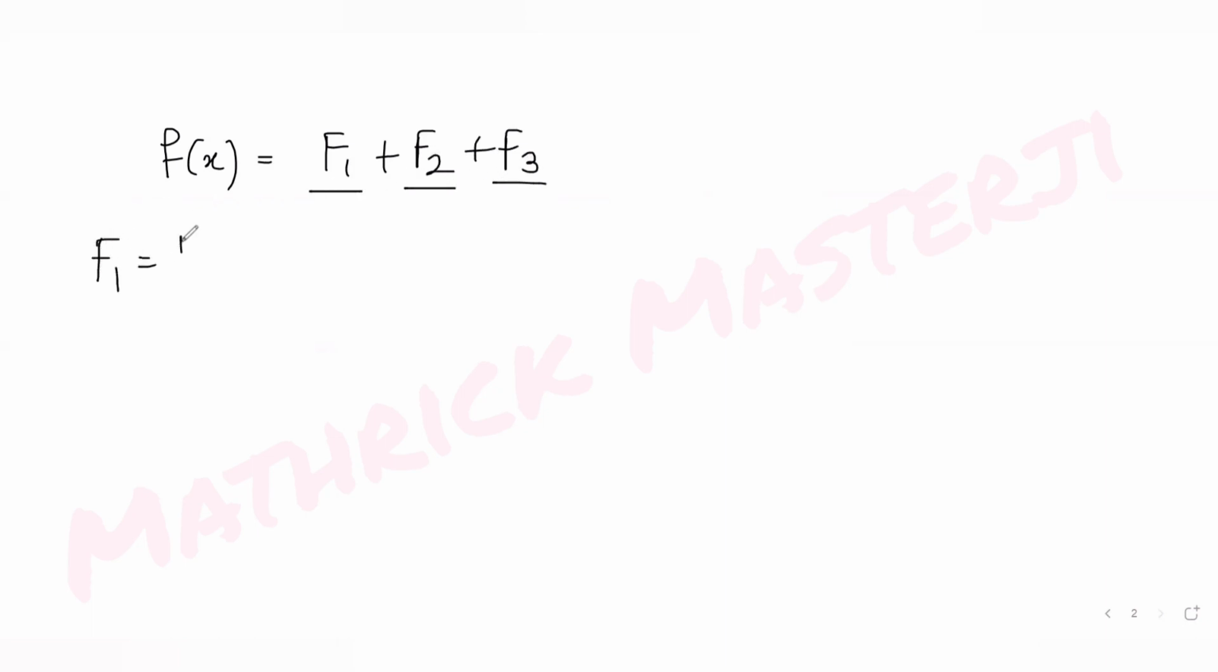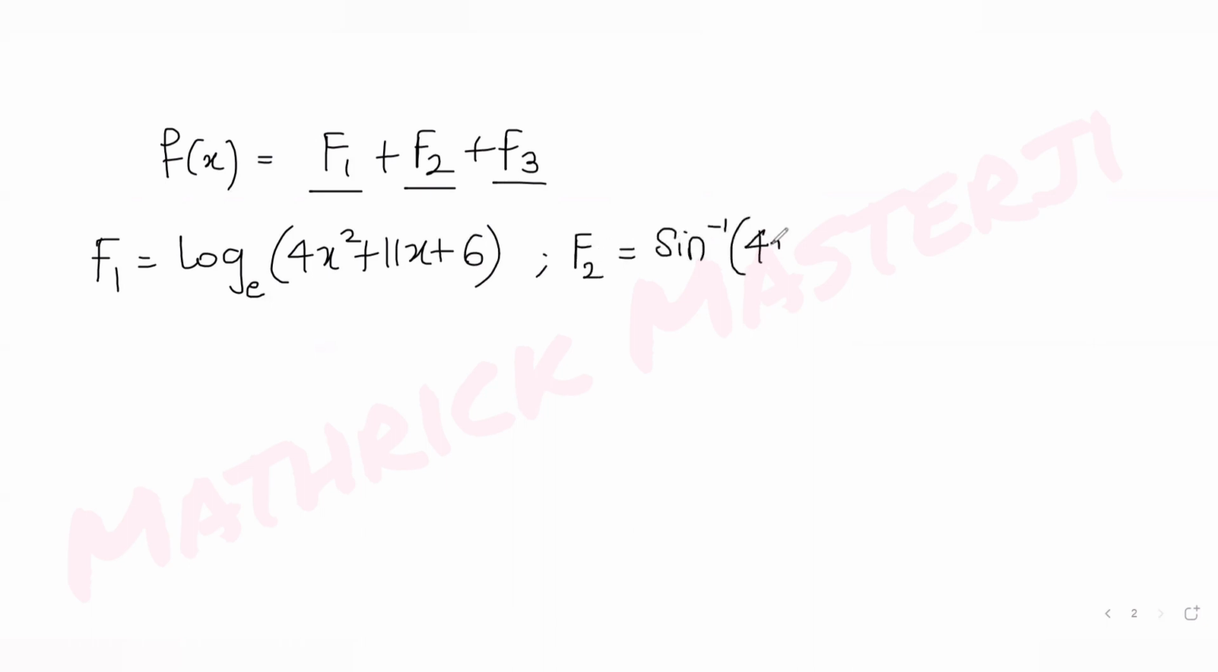f1 is given to us as log of 4x squared plus 11x plus 6 to the base e. f2 is sine inverse of 4x plus 3. And f3, the third part of the function, is cos inverse of (10x plus 6) over 3. So I have these three parts of the function given to me. Now let's solve for that question.